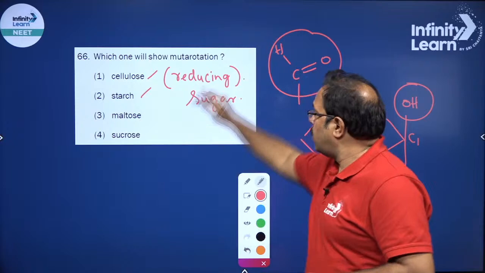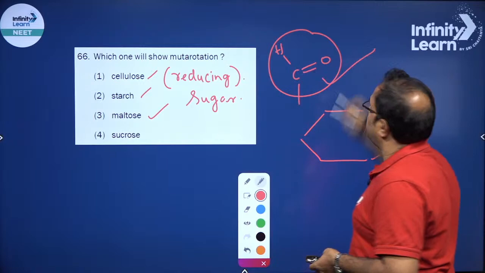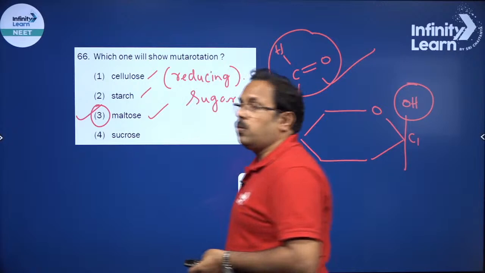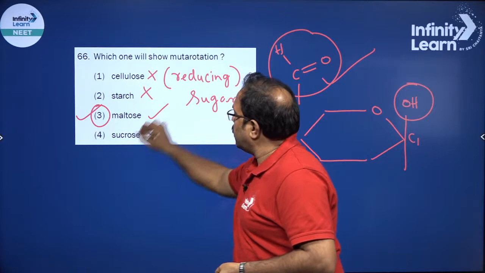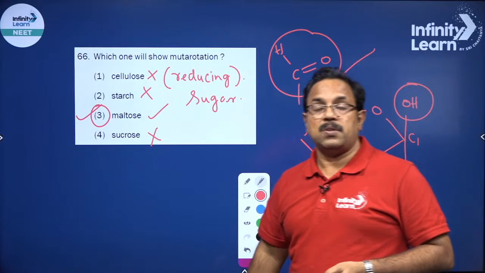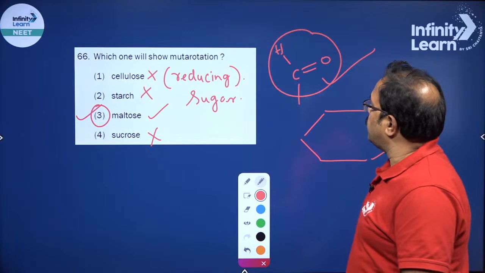Maltose is a member which has a free aldehyde group. So maltose is the one which can show mutarotation, or maltose is a reducing sugar. Sucrose is a combination of fructose and glucose, which also loses its hemiacetal OH. So sucrose is not a reducing sugar. Mutarotation, reducing sugar, anything can be asked. Reducing sugar is also given.